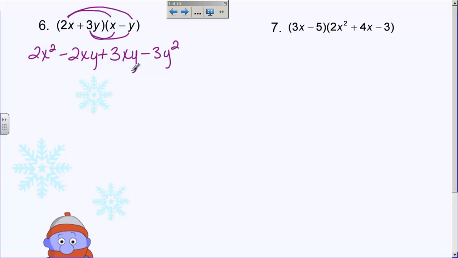You still have like terms in the middle, so you have 2x squared. When you put those together, that becomes 1xy minus 3y squared.